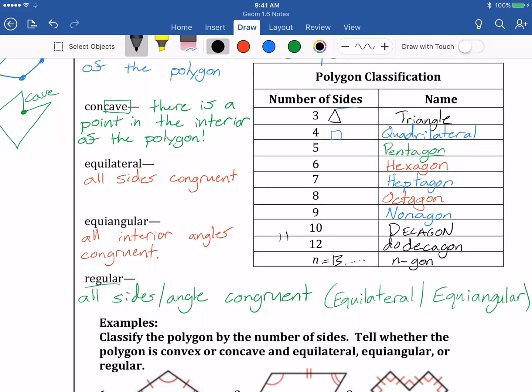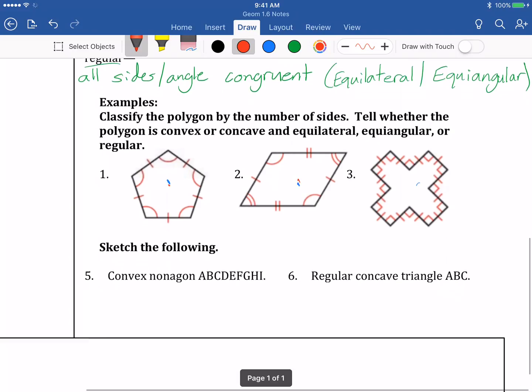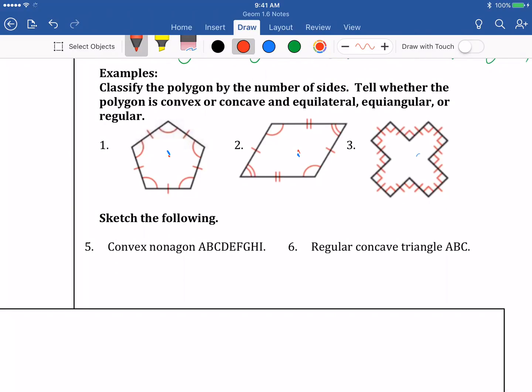So these names of these polygons, you're going to need to know these guys. Going to need to know what these guys are called. Okay, so you're going to need to memorize that 5 is penta, 8 is octa, 9 is nona. All right, so you're going to need to know those guys. Have those guys down. All right, so now moving on to some of these examples here. It says classify the polygon by the number of sides. Tell whether the polygon is convex or concave and equilateral, equiangular, and regular.